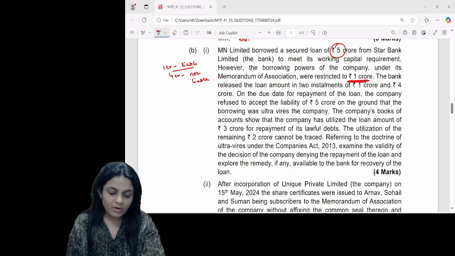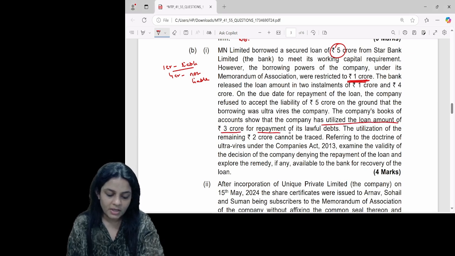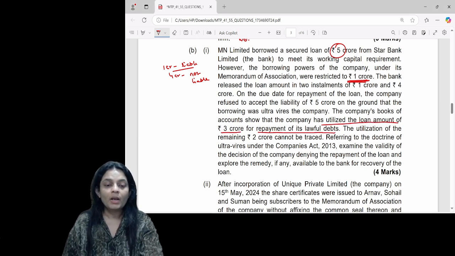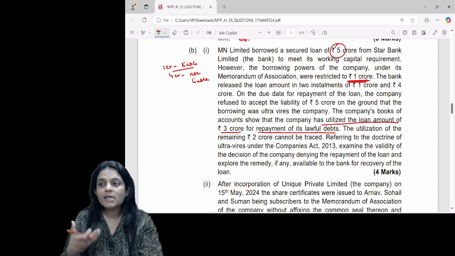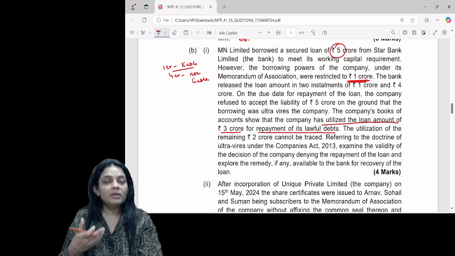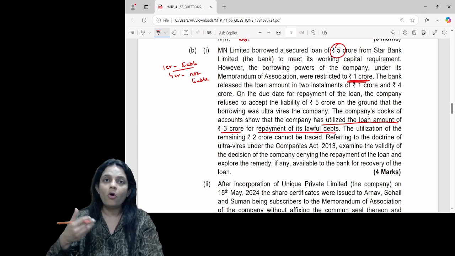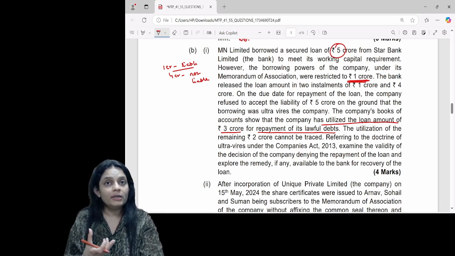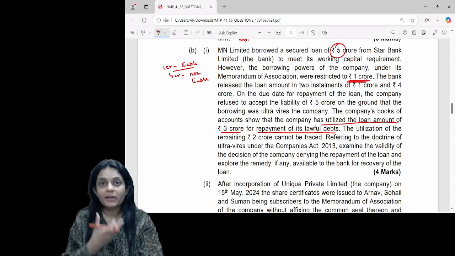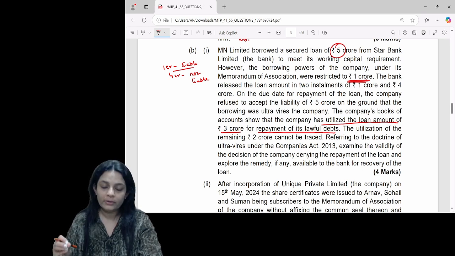The company's books of accounts show that the company has utilized the loan amount of 3 crores for the repayment of lawful debts. Now, when the company has taken an ultra vires loan, but the loan can be assigned to any lawful debts, then the lender steps into the shoes of the creditor and the company is liable to pay that money to the lender.